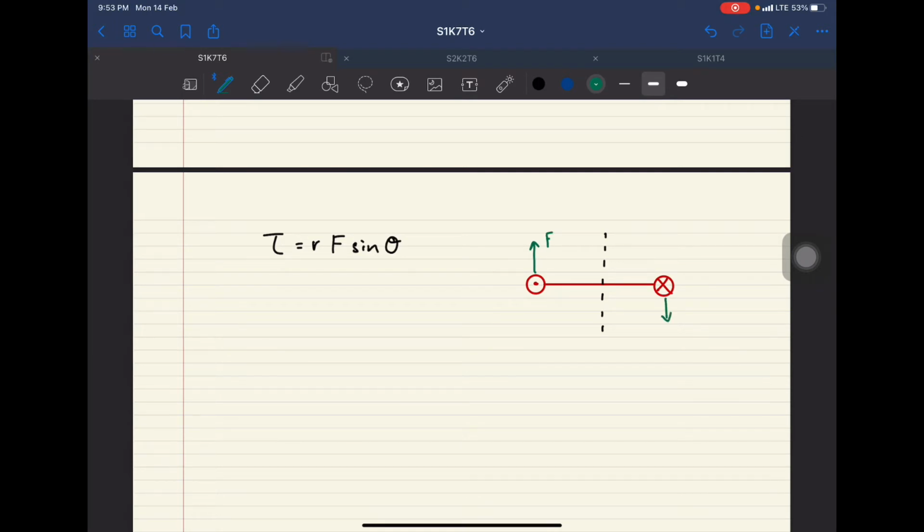Okay, so if I want to calculate net torque, I can say torque is equal to torque 1 plus torque 2. Let's say I label these as F1 and F2; basically the magnitudes are the same, right? So then I will have RF sine theta plus RF sine theta.